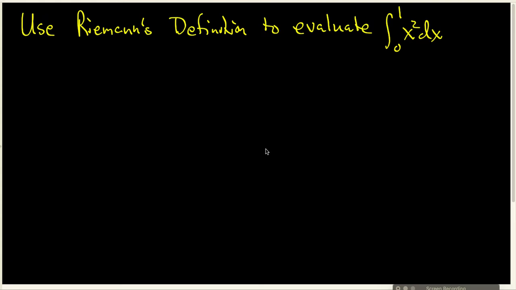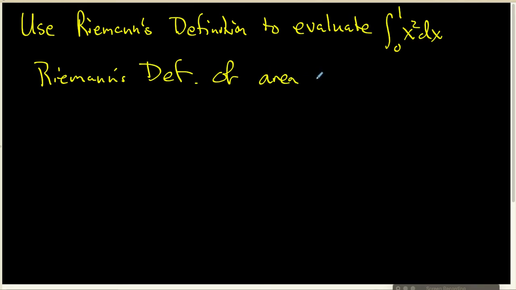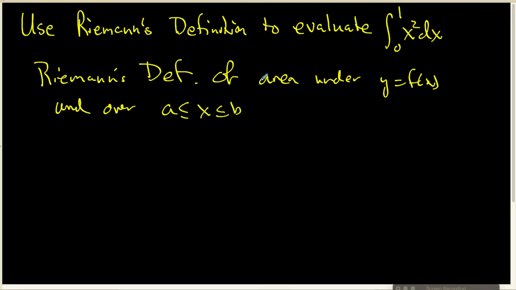And so I want to start with what Riemann's definition of the definite integral is. So Riemann's definition. And technically this is Riemann's definition of area under y is equal to f of x over the interval between a and b. And this is indeed a signed area.